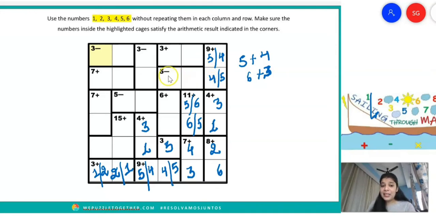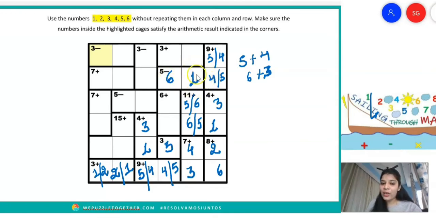Why? Because see, I cannot place the number 6 here. Why I can't place the number 6 here? Because 6 is already placed in this column. Then 6 can't come in this block. So if 6 can't come in this block, then the number which is going to come here is going to be equal to 1, and the number which is going to come here is going to be equal to 6.